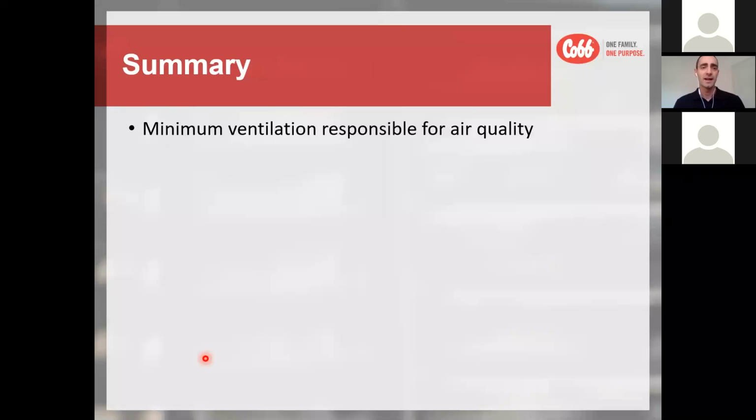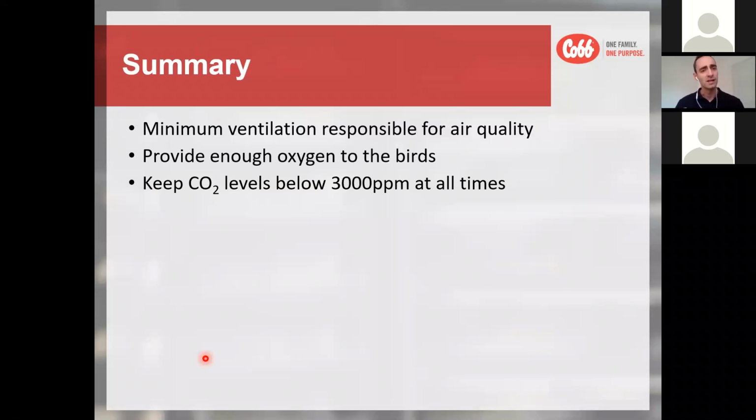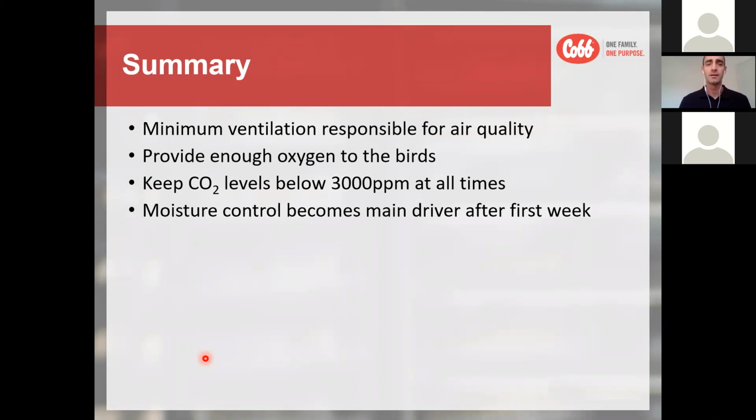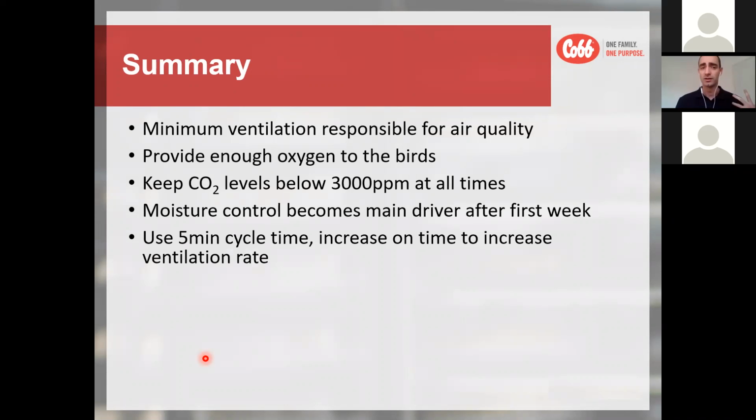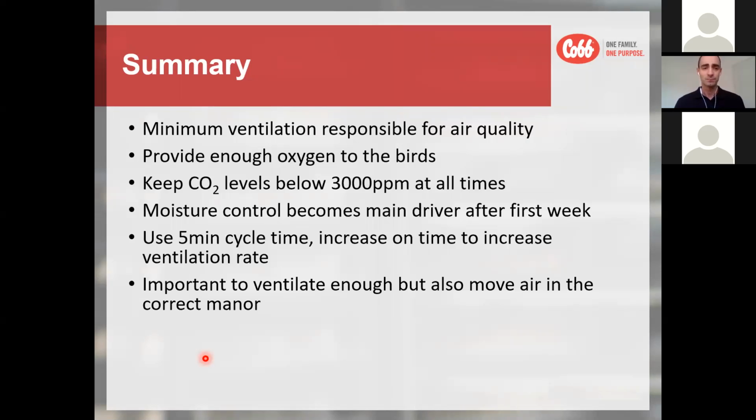So, just a summary now. Minimum ventilation is responsible for air quality in your house. You need to provide enough oxygen to those birds at all times, and make sure you keep your carbon dioxide levels below 3,000 parts per million. Moisture control becomes your main driving factor for minimum ventilation after that first week. And you want to use a good cycle time. As we said, we recommend 5 minutes, and make slight increases to that ventilation rate over time.